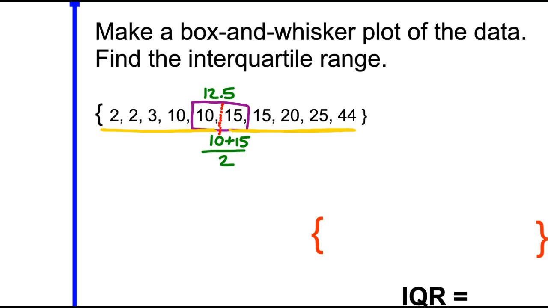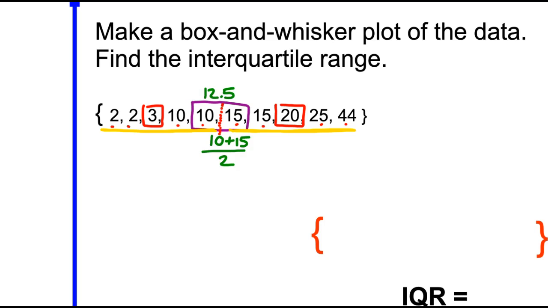So the middle of the first half, the median of the first half, is going to be 3. And we know that because there's 1, 2 to the left and 1, 2 to the right. Okay. And the middle one over here is 20. Okay. 1, 2 to the left, 1, 2 to the right.